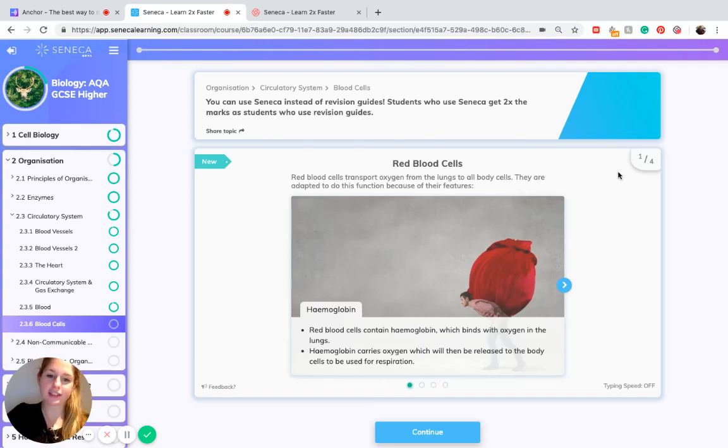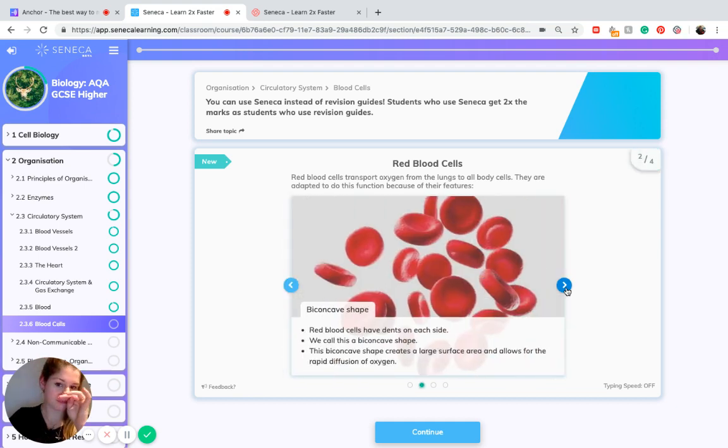Red blood cells transport oxygen from the lungs to all body cells. They're adapted to do this function because of their features. Red blood cells contain hemoglobin, which binds with oxygen in the lungs. Hemoglobin carries oxygen, which will then be released to the body cells to be used for respiration.